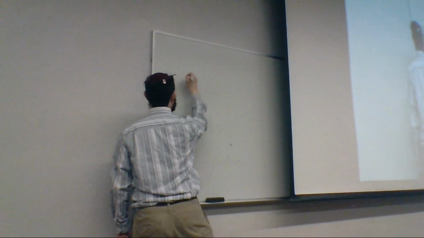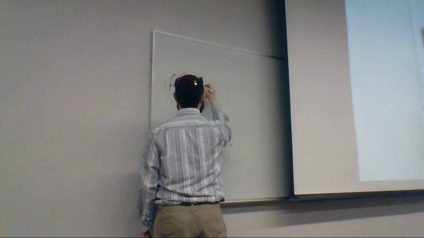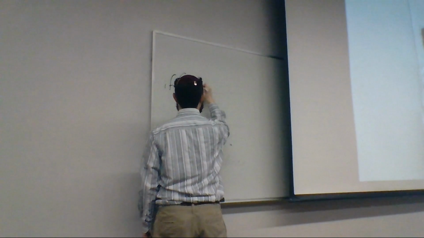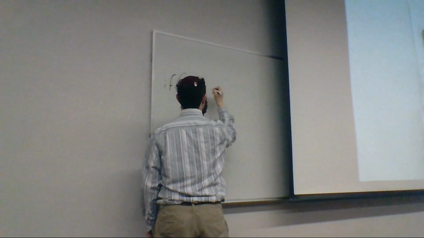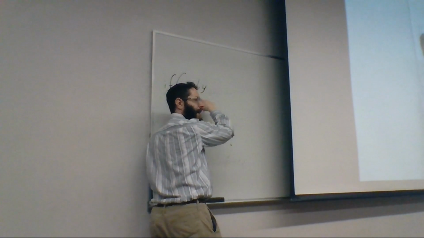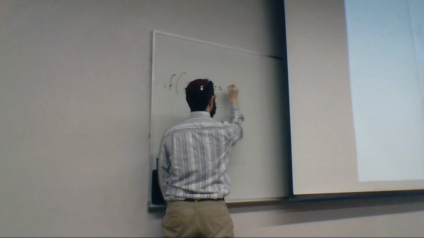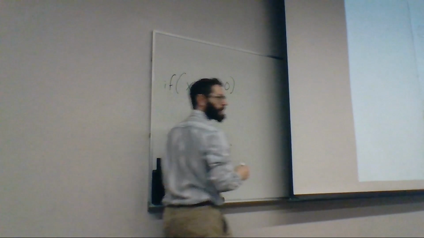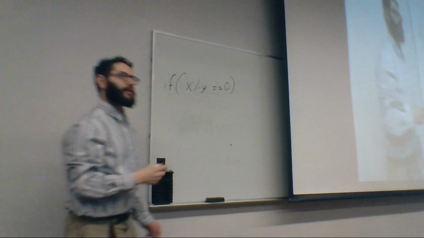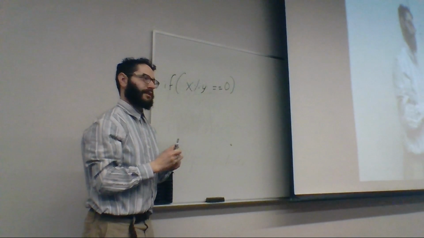So what does that look like? That will look like if x mod y, right? So if the remainder of x divided by y is equal to 0, that means that x... so that's how you can check if numbers are multiples of each other, right?